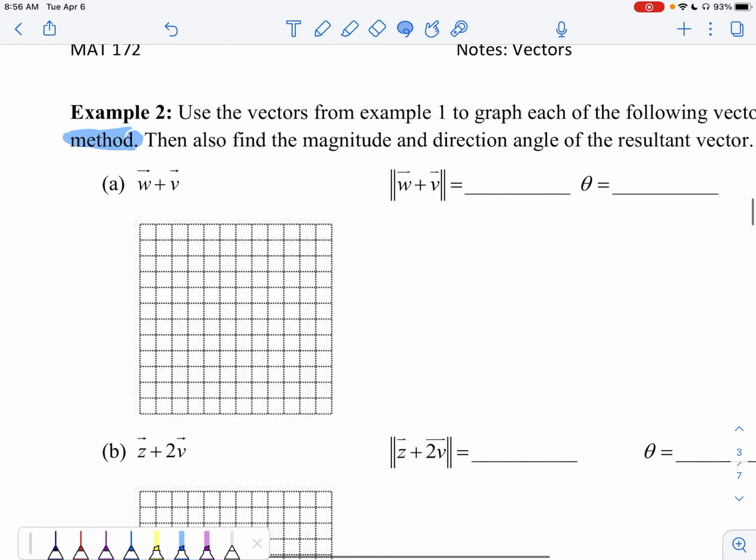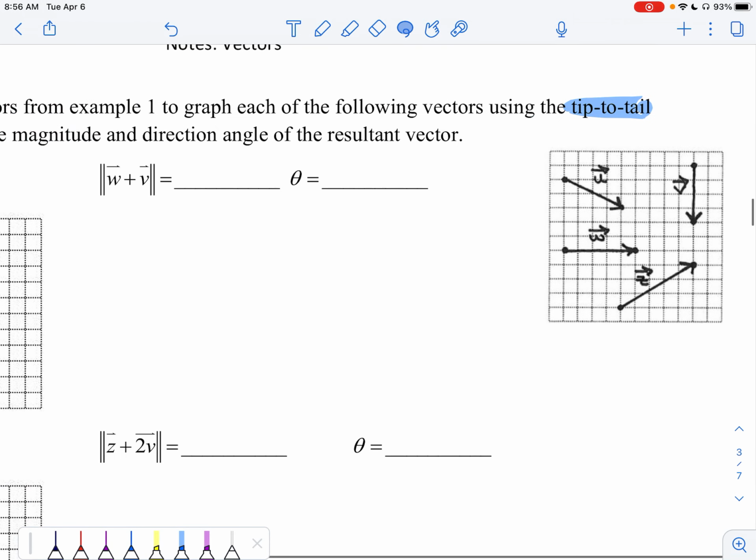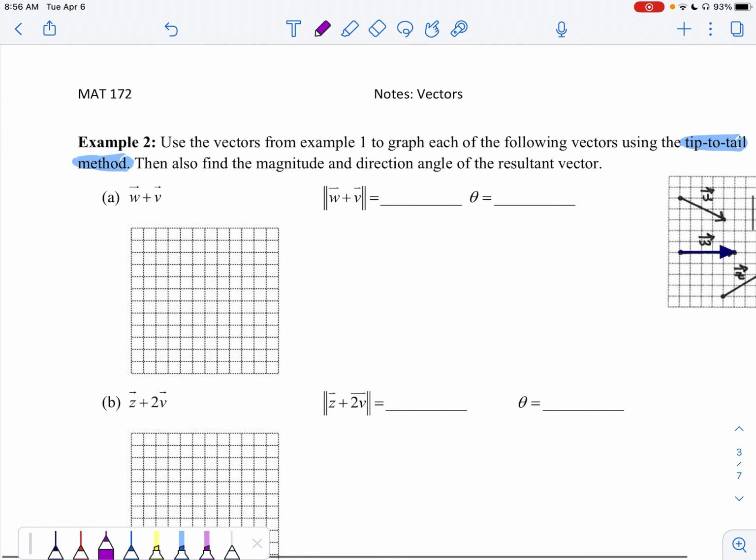Okay, so the first thing we're going to do is add W plus V. So here is our W, and here is our V. Remember, using the tip to tail method, we start with our vector W and then attach the vector V to the tip of W, and the resultant vector will connect the two.